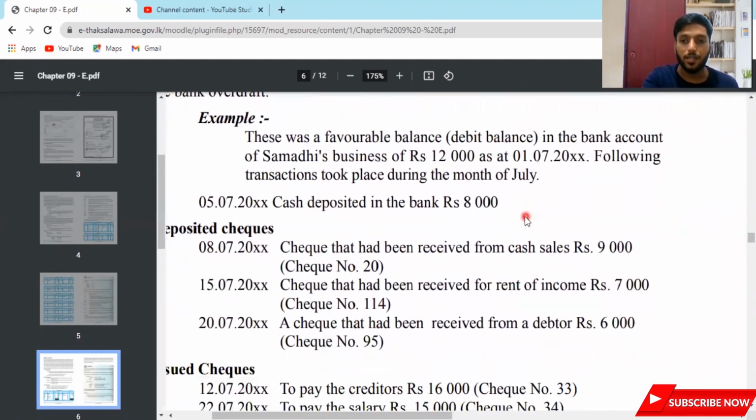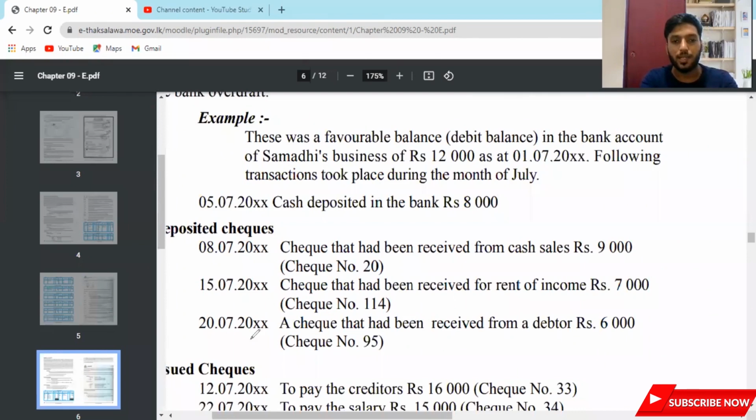There was a favorable balance, a debit balance in the bank account of Samadhi's business of rupees 12,000 as at 1st 7/2000. The following transactions took place during the month of July. What do you think? Shall I do this or not? We'll do it, guys. Okay. So then, yeah, we move on to the point.